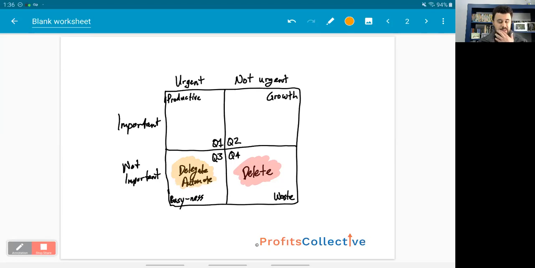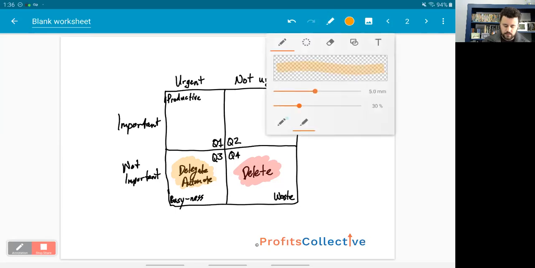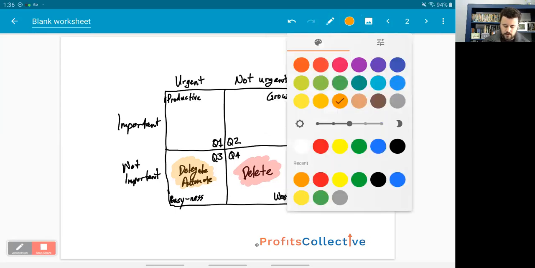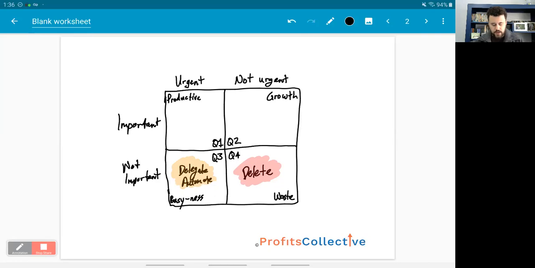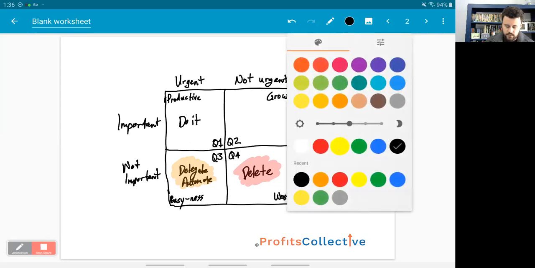It also overlaps a little bit with Tim Ferriss, the guy who wrote the 4-Hour Workweek, 4-Hour Body, 4-Hour Chef, Tribe of Mentors and Tools of Titans. His productivity framework is eliminate, automate, delegate, and then do it yourself. And there's kind of an overlap here in what I'm covering. So what happens if you find yourself in Q1? What do you need to do? Well, you need to just do it. Do those things. Do it yourself. Do it efficiently.